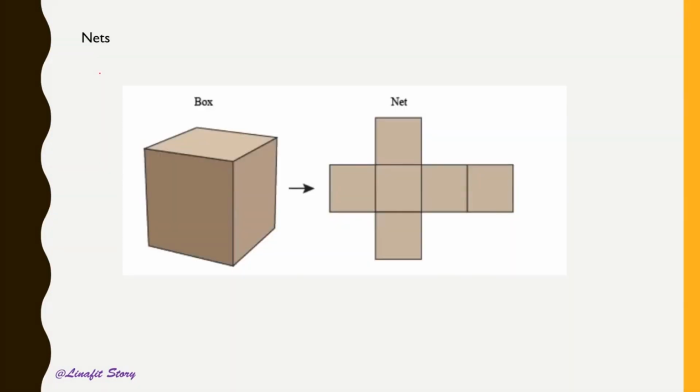Next, let's take a box made of cardboard. If we cut open the box and flatten it out, the flat shape is called the net of the box. A net is a 2-dimensional shape that can be folded to make a 3D shape.